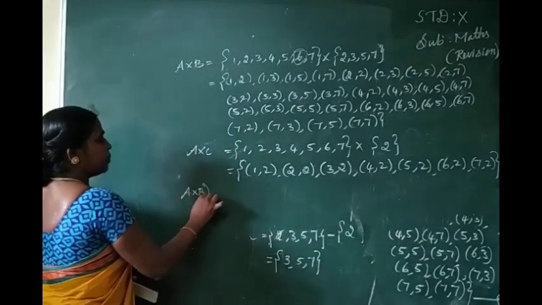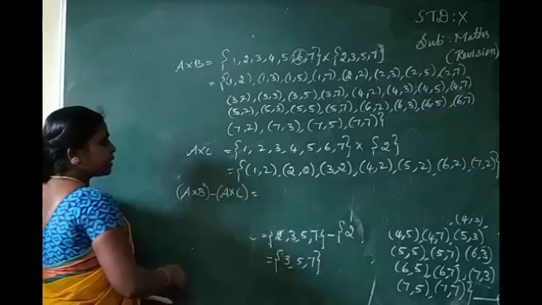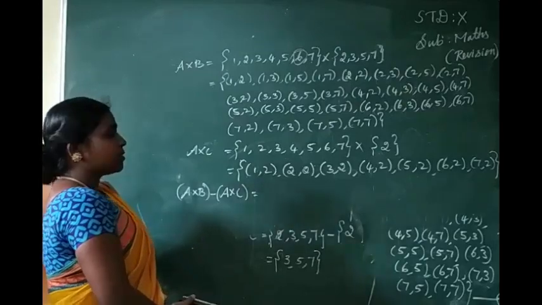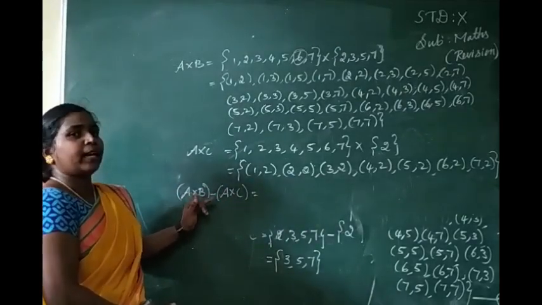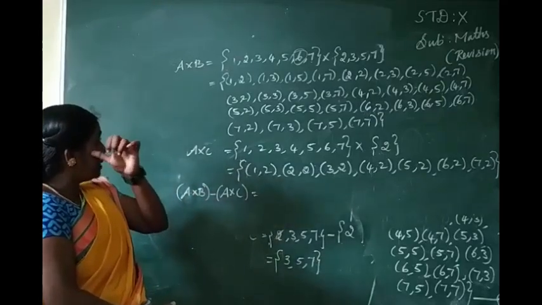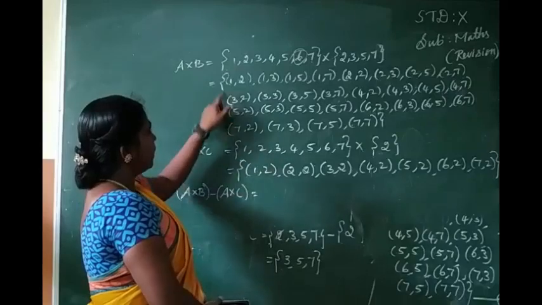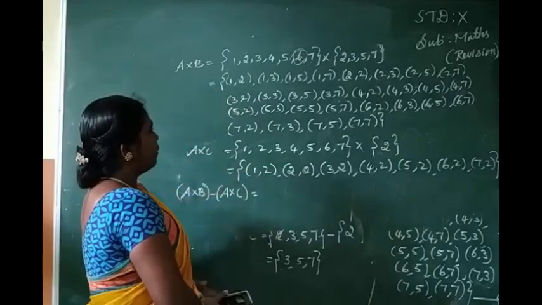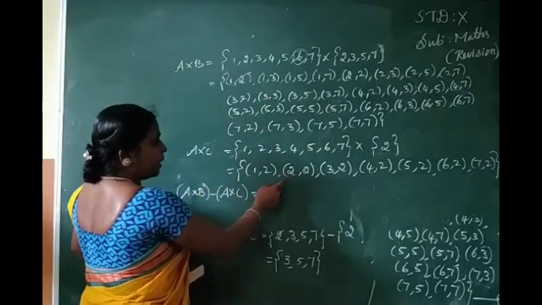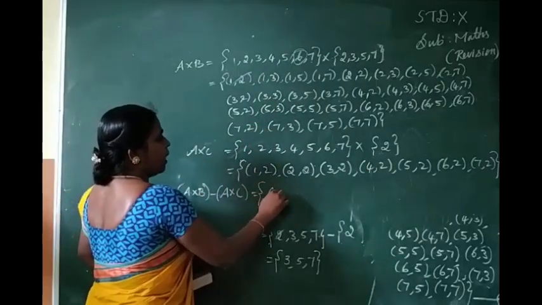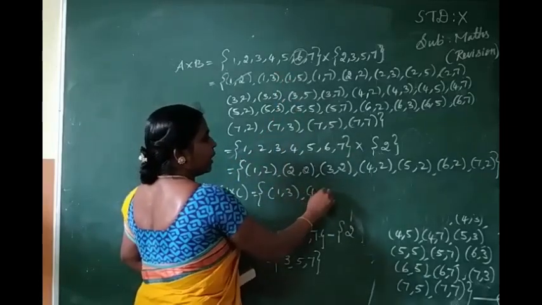So finally we want to find A cross B minus A cross C. I already explained about the minus difference. You subtract A cross C from A cross B. If any element is common, you leave it. 1 comma 2: you see here also we have 1 comma 2, so we can leave that. Next 1 comma 3. 1 comma 3 is not here, so we take 1 comma 3. Next one, 1 comma 5, you can take 1 comma 5.